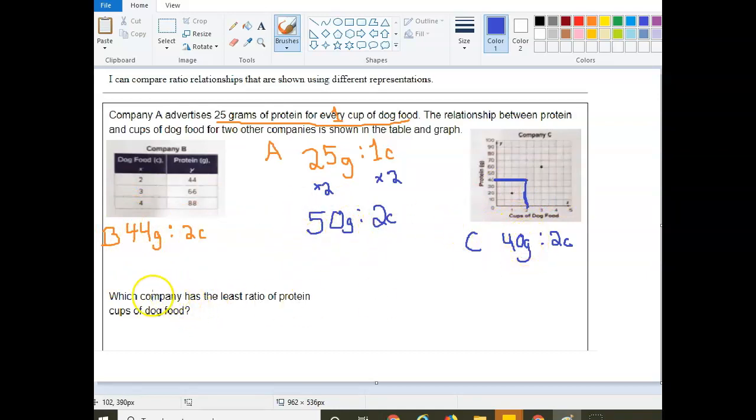Okay, let's see what question I'm getting asked. Which company has the least ratio of protein to 2 cups of dog food? Miss West made an error there. Okay, so I'm looking for the smallest ratio, okay? Since they all have a 2, I'm not looking at that one. I'm going to look at the one that's different. 44, 50, 40. Oh, this one's the smallest, okay, when they have the same amount of cups.